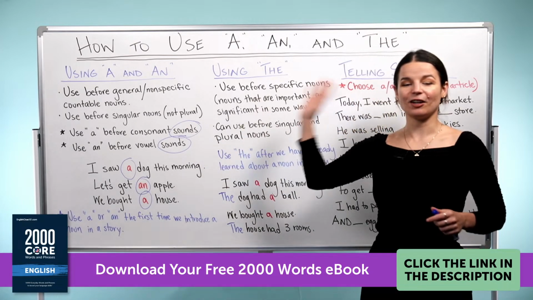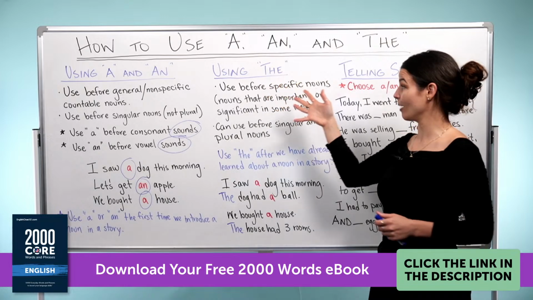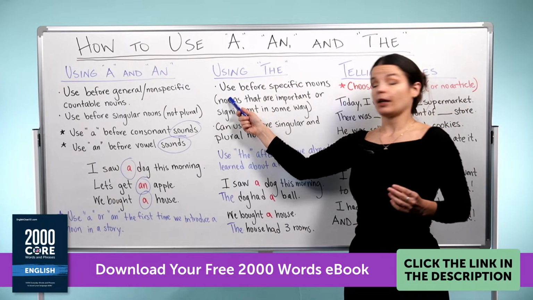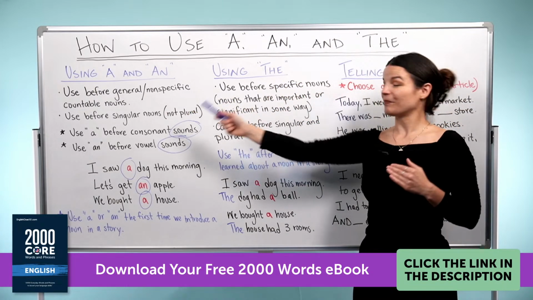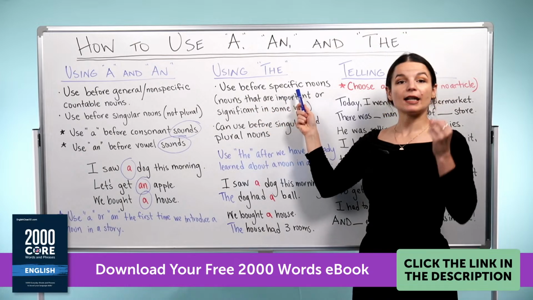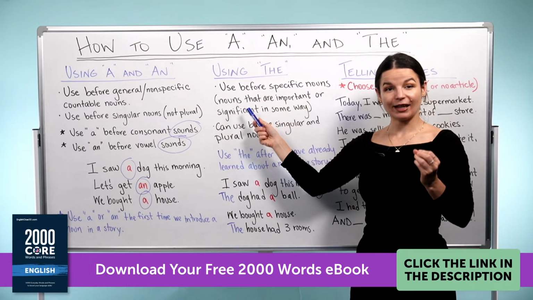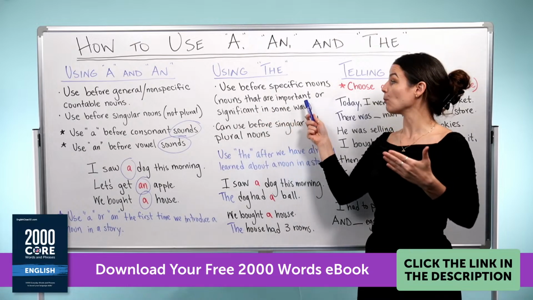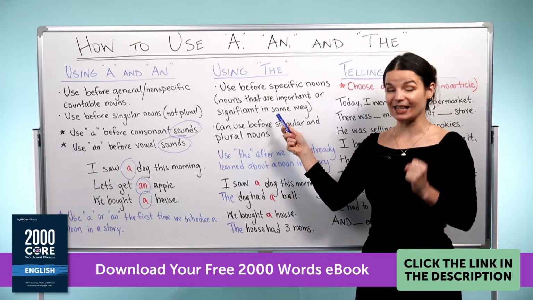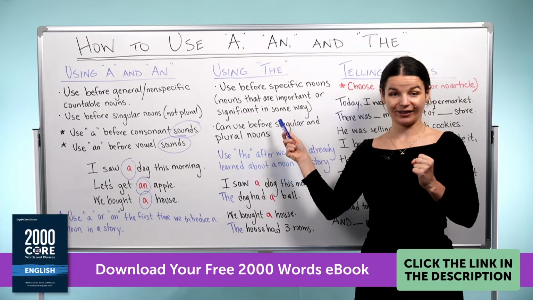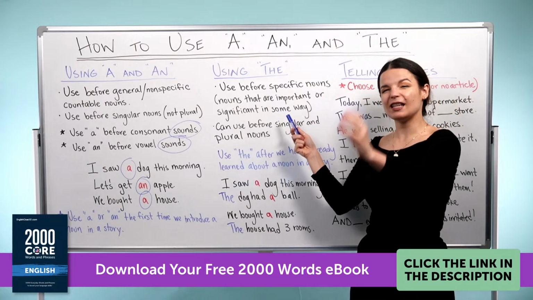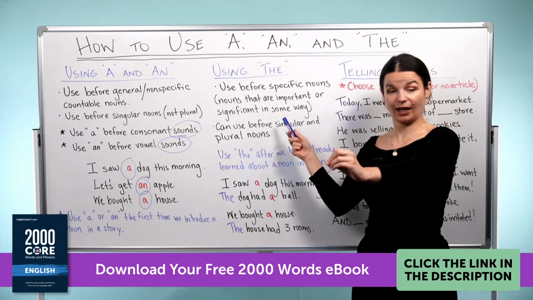Okay, let's go to the. Let's talk about how to use the. Compare with a and an now. We use the before specific nouns, okay? So specific nouns means nouns that are important or significant in some way, okay? We need to show that this noun is special in the story, okay?